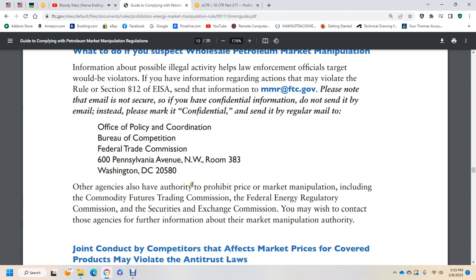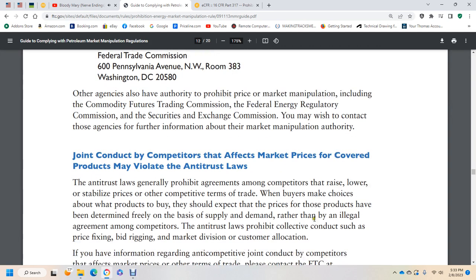20580. Other agencies have authority to prohibit market manipulation, including the Commodity Futures Trading Commission, the Federal Energy Regulatory Commission, and the Securities and Exchange Commission. You may wish to contact those agencies for further information about their market manipulation authority.